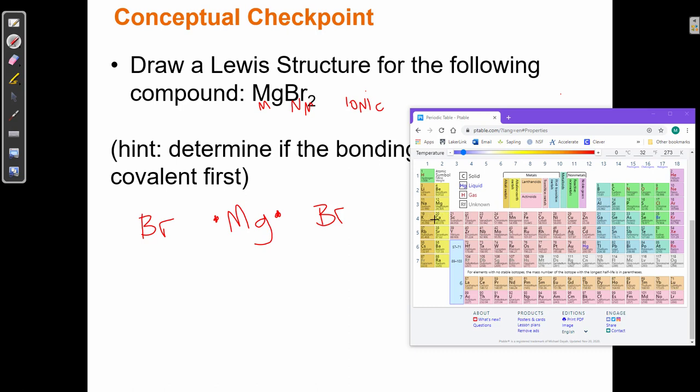So here, too. One, two, skip these. Three, four, five, six, seven, eight. One, two, skip these. Three, four, five, six, seven, eight. So why do we skip these? Well, we'll talk about that more later. So for now, let's just skip them and realize that, except for helium, all of the noble gases have eight in their outer shell, which means that all of these have seven, all of these have six, all of these have five, all of these have four, all of these have three. All right, so bromine has seven.